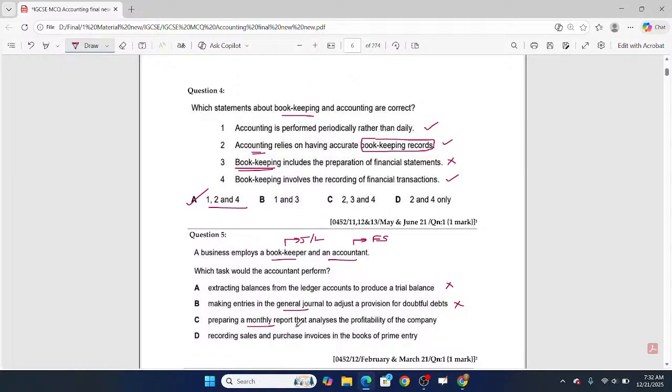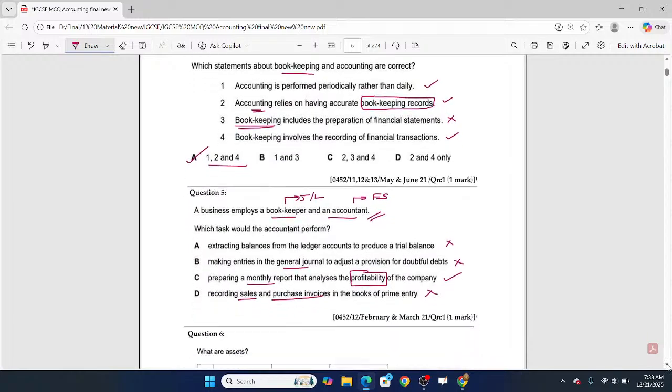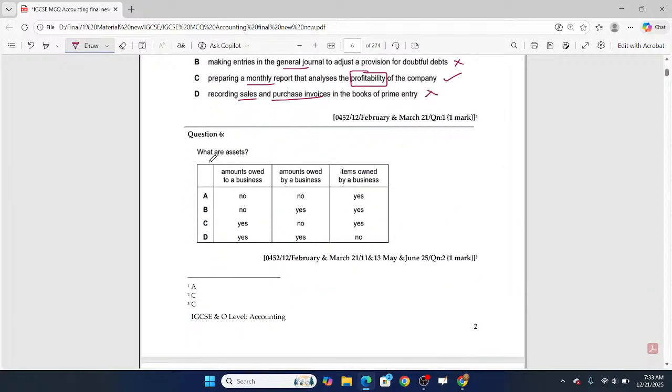Preparing a monthly report that analyzes the profitability of the company. Definitely profitability is identified based on the gross margin percentage or profit percentage and all ratios. These are expertise requirements, and that means relying on the accountant, so this will be the correct one. Recording sales and purchases invoices in the book of prime entry. Prime entry is always done by the bookkeeper, not by the accountant. So C is the correct answer. Is that clear? Now, what are assets?